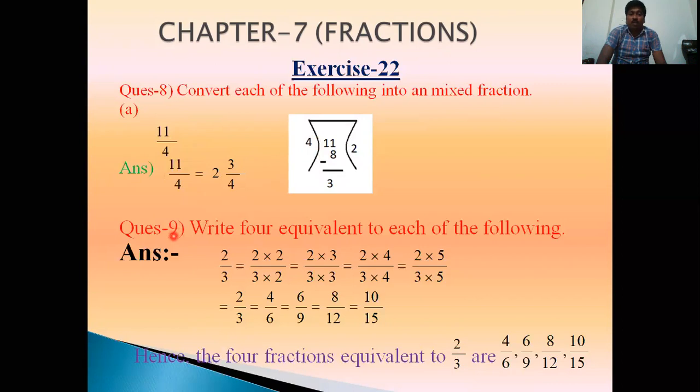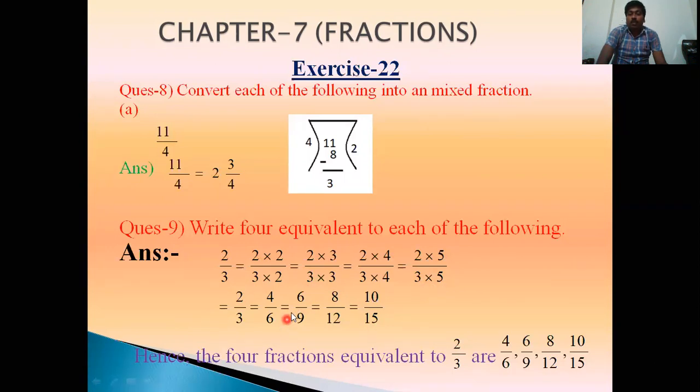And now question number 9. Write 4 equivalent fractions for each of the following. How can we make the 4 equivalent fractions? Now, 2 by 3. First, we write 2 by 3 and multiply by 2 above and below, that is, numerator and denominator. After that, 3 by 3, 4 by 4, and 5 by 5. When we multiply 2 into 2, we get 4, and 3 into 2 is 6. 2 into 3 is equal to 6. 3 into 3 is equal to 9. 2 into 4 is equal to 8, 3 into 4 is equal to 12, and now 2 into 5 is equal to 10, and 3 into 5 is equal to 15.